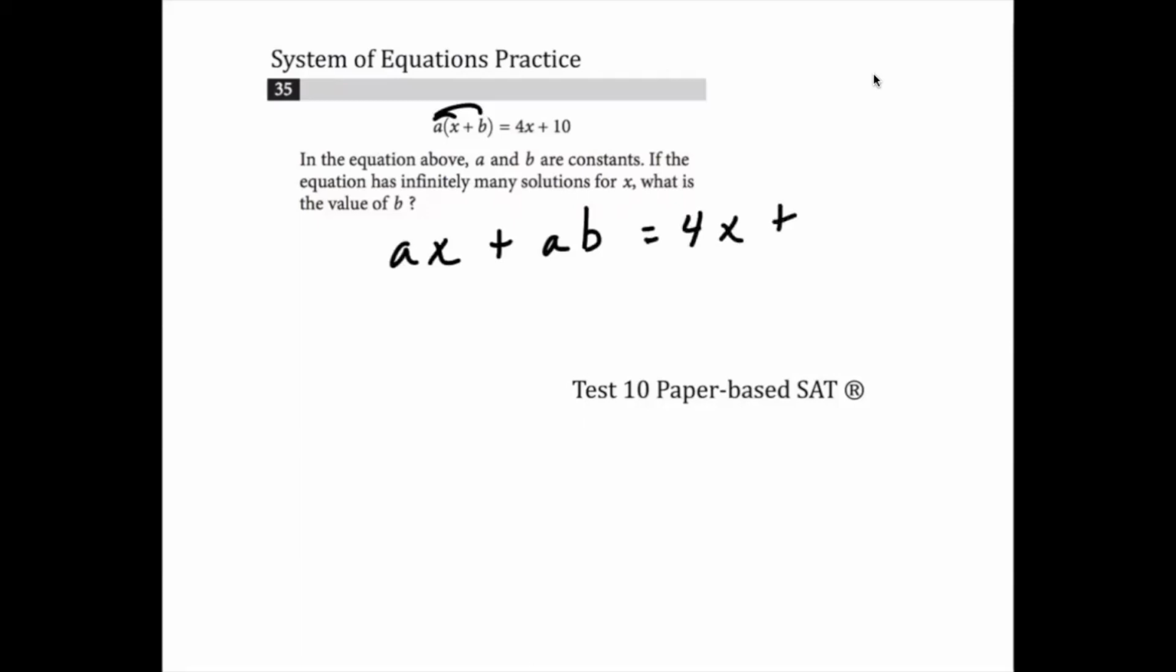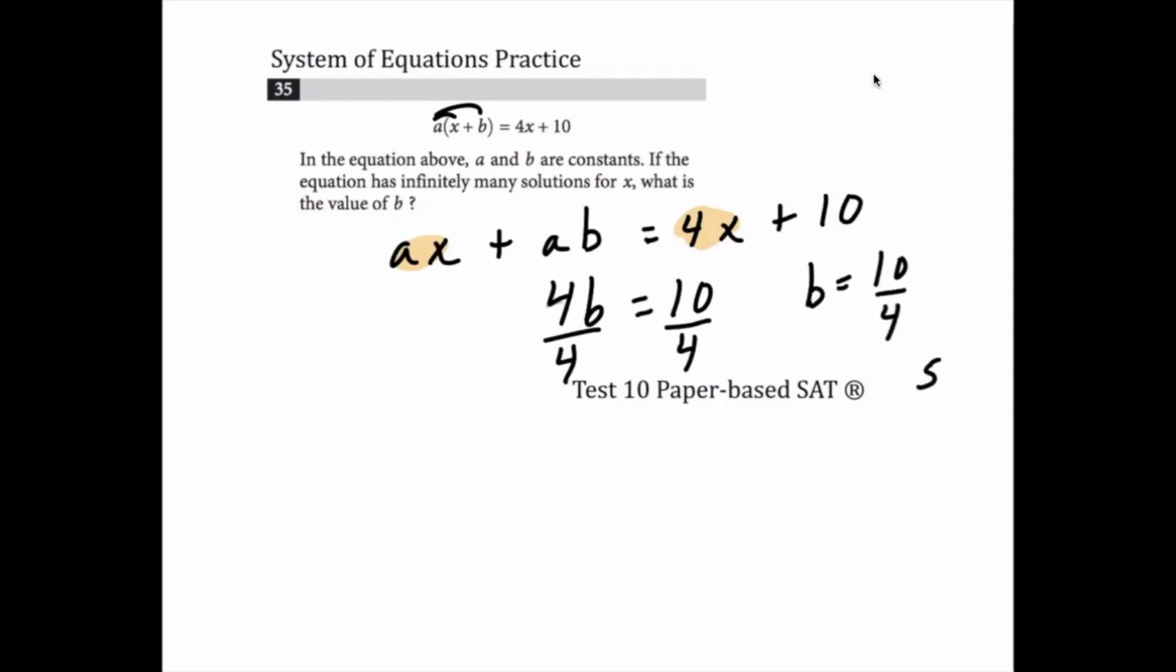So this is what we have so far. And then this allows us to calculate the value of a, because we have ax equals 4x. That means that a is 4. Then we can substitute that in as a here. So we have 4b equals 10. Then we divide by 4 on each side, and that gives us our value for b. b is 10/4. This could also be written as 5/2 or 2.5.